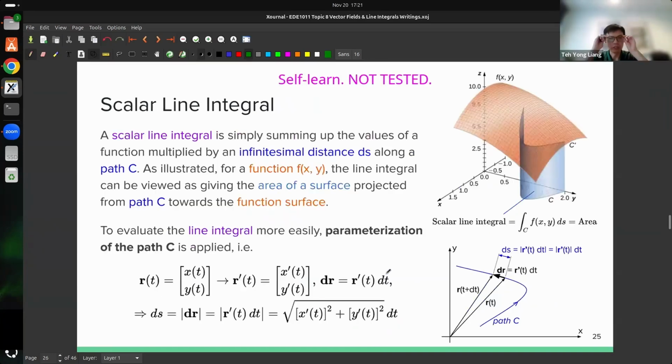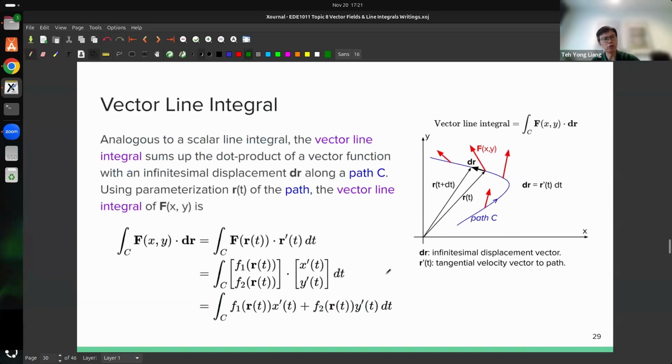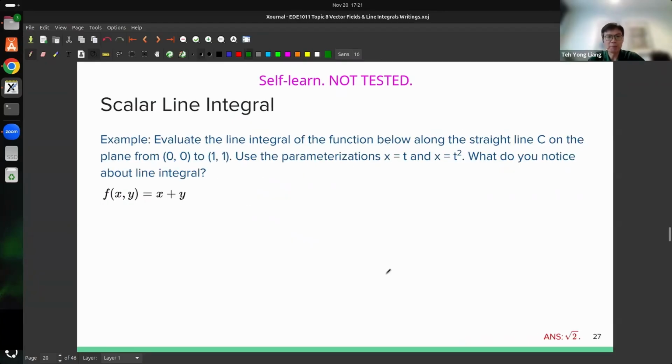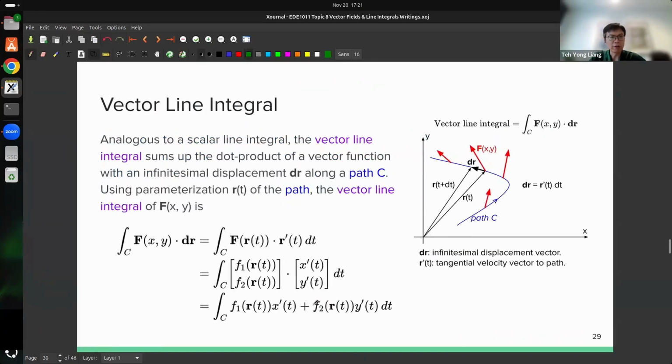Scalar line integral is not tested, so I'm not going to go through this part. You can go through it yourself. Obviously, the writings will include the details. So let's look at this vector line integral in more detail. Just now I showed you that the r of t here can be parameterized already. It's called parameterization: just introduce a parameter so that your x and y become some functions of t. So now, after parameterization, what will be your line integral? Now remember, let's go back to the original definition of the line integral.